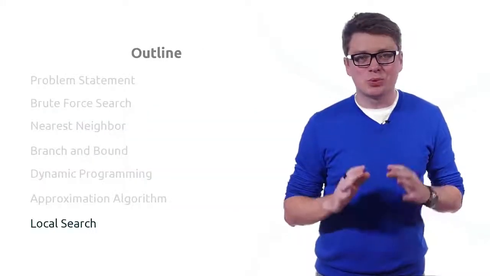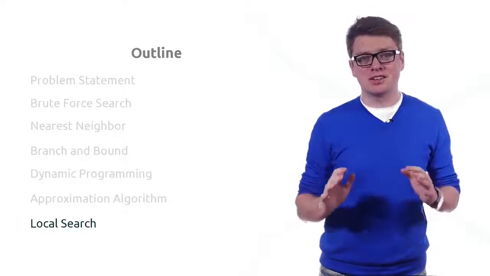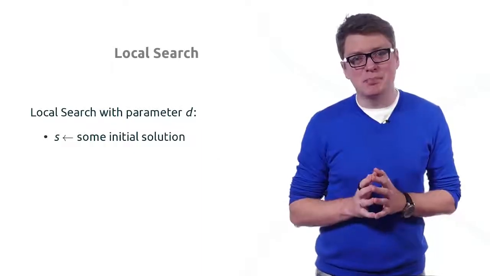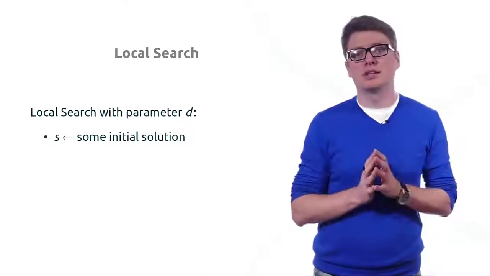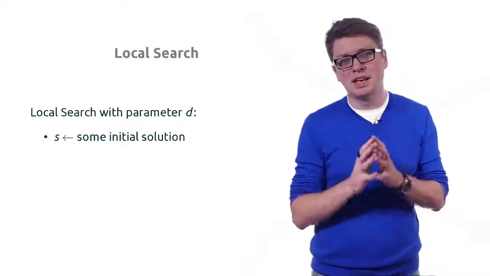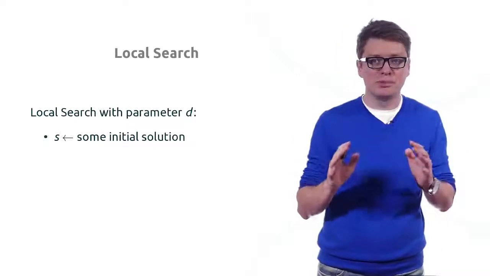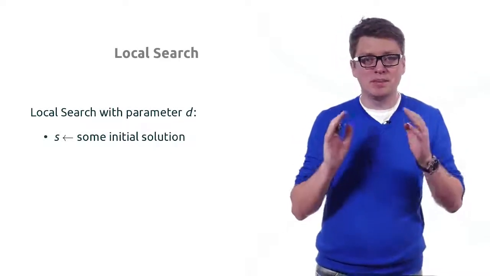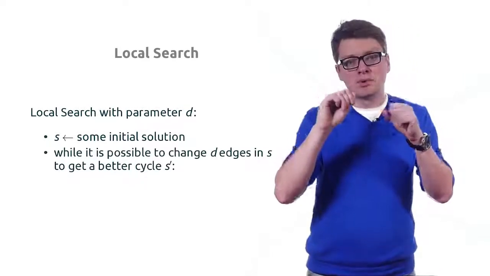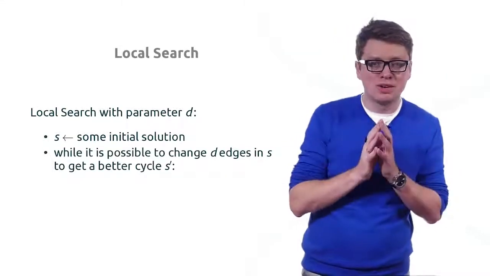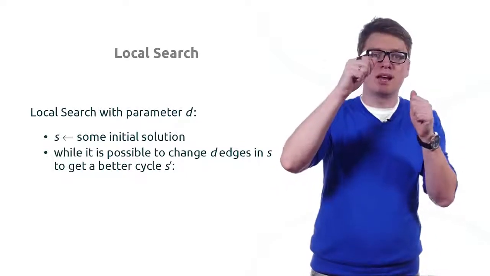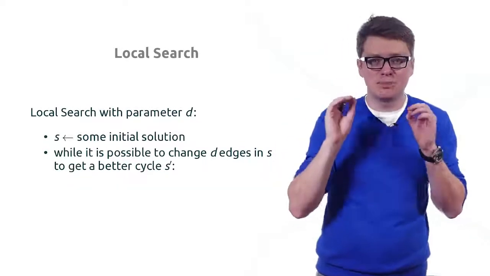The last approach that we're going to consider in this project is called the local search approach. Its main idea is quite simple. We start with some solution, and by a solution I mean just any cycle in our graph. We also fix at the beginning some integer parameter d. And then we keep repeating the following. While it is possible to locally improve our solution, and by locally improving I mean the following: we take our cycle with n edges, and we remove some d edges from it.